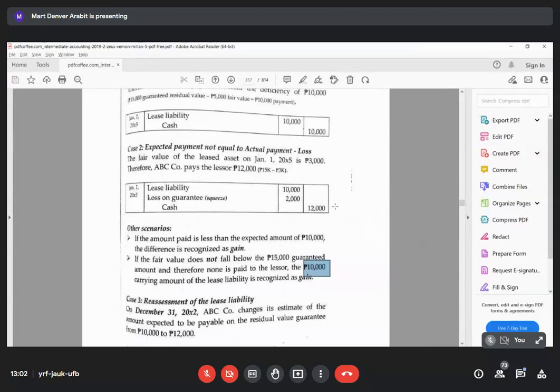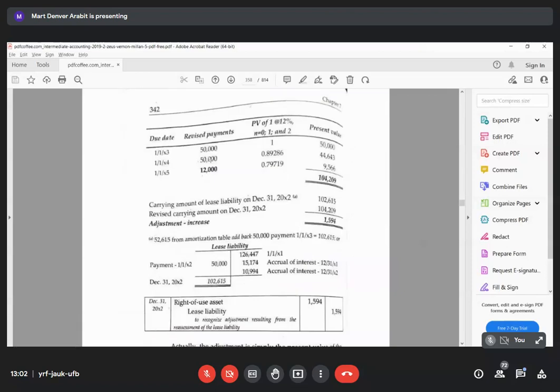Case number 3, reassessment of lease liability. On December 31, 2021, ABC Company changes its estimate of amount expected to be payable on R&D from 10 to 12. So meaning, residual value is still 15, but the amount expected to be paid is now 12 from 10. In that case, babaguhin natin yung revised payment at fifth year. Okay? And i-recompute natin yung present values nila. So, we have here.